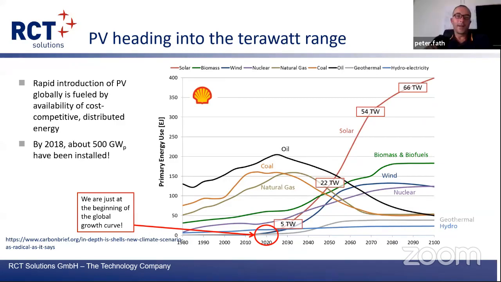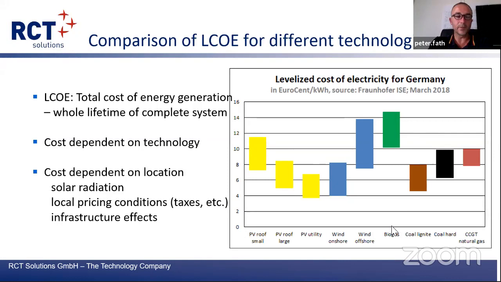Yes, please. Okay. So last year, 2018, we had about 500 gigawatt of installed power. And by this huge increase of photovoltaics globally used, every year we are getting 120 new gigawatt coming on the grid. That automatically leads to reduced cost. If you look at the cost span of photovoltaics in US cent per kilowatt hour, you see that PV utility is going down very strongly.